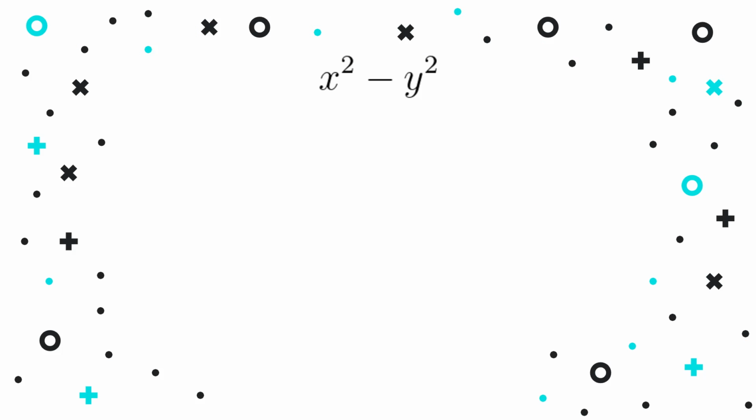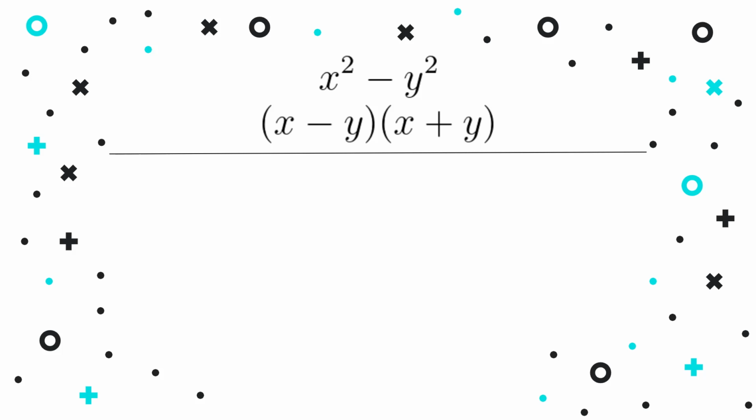So now let's look at an example. X squared minus y squared. In order to factor this, you must square root both terms. So the square root of x squared is x, and the square root of y squared is y. Then you put x and y in 2 sets of parentheses, and in one set of parentheses you put subtraction, while in the other you put addition. Whenever you're factoring difference of perfect squares, there is always one set of parentheses with subtraction and another with addition.